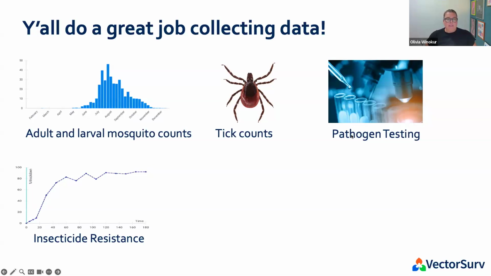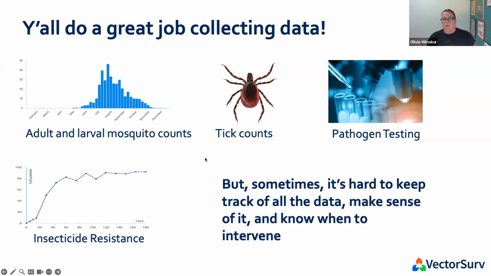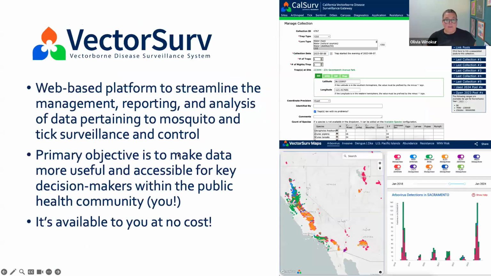So let's start here. Y'all do your jobs well. You do a great job at collecting data. You might collect data like adult and larval mosquito counts. You might collect ticks. You might test your arthropods for different pathogens. You might conduct insecticide resistance testing. You might do other data collection as well. But we all know it becomes frustrating to keep track of all of that data, to make sense of it all, and know when to intervene. So that's what VectorSurv can do for you.